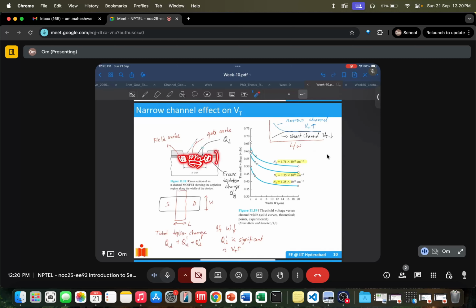Basically, the total depletion charge in this rectangular portion is QD, and on these sides it is QD dash. If you are reducing W, QD will decrease, but QD dash will not change. So at shorter W, this QD dash becomes significant, which actually requires a larger potential to bring this depletion charge. So your threshold voltage increases as your width is reducing.